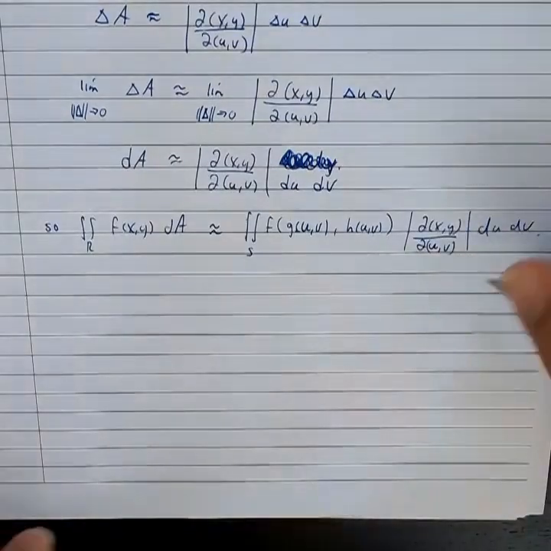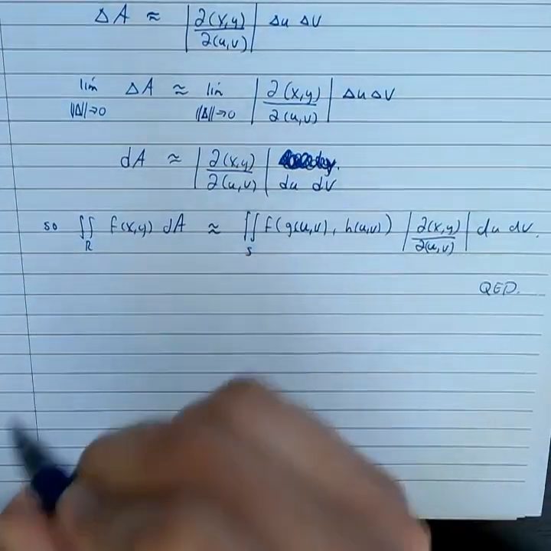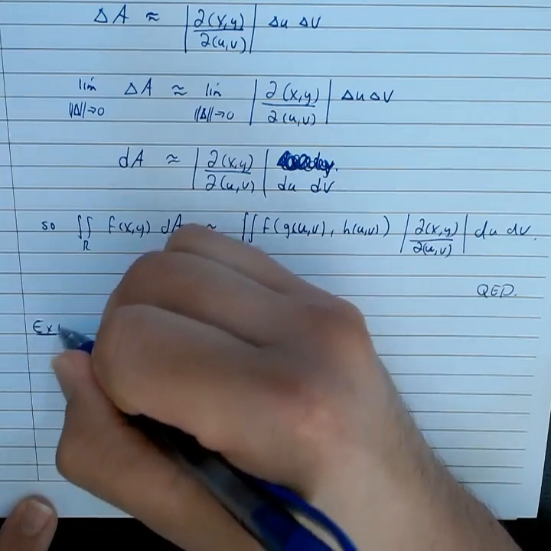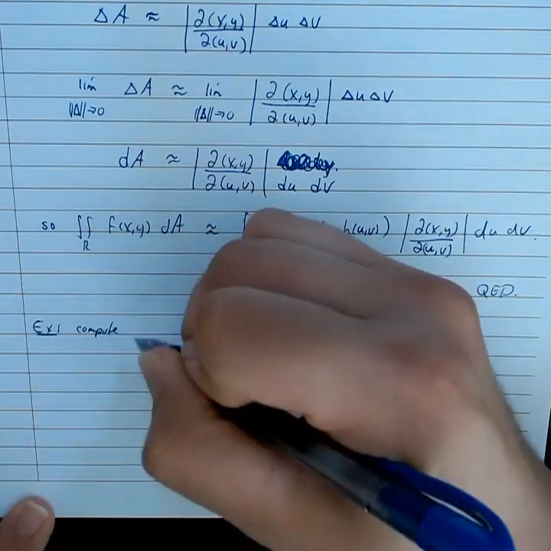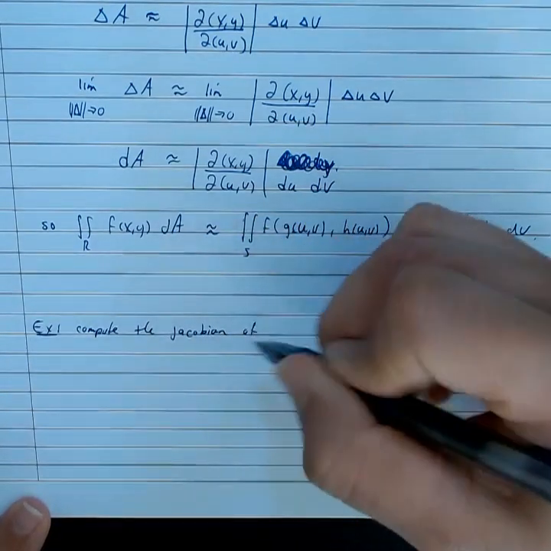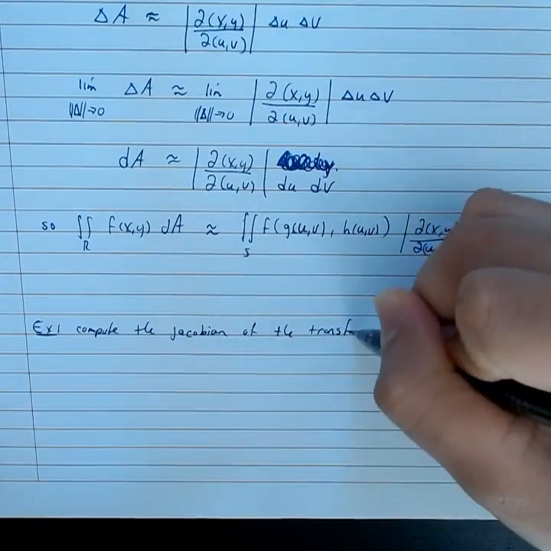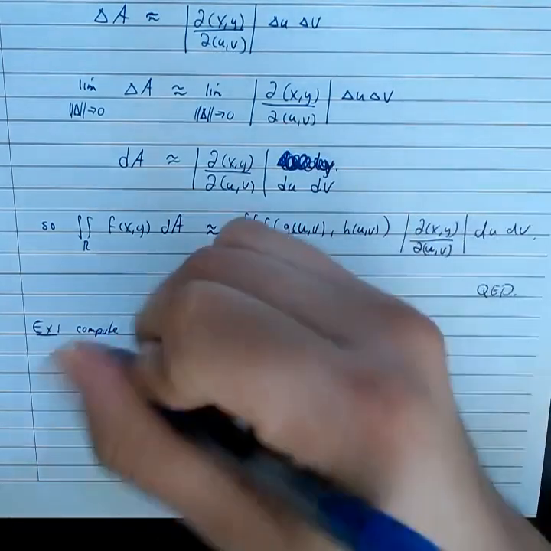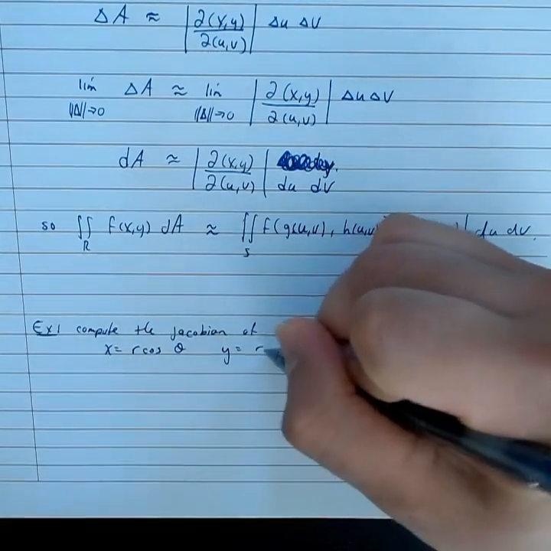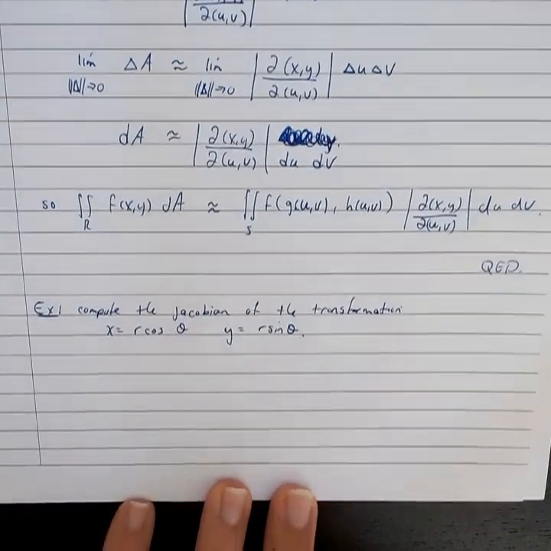All right, now, as an example of this, let's start off with a really, really short one that's familiar. Let's talk about the following. Let's compute the Jacobian of the transformation where x is given by r cosine of theta and y is equal to r sine of theta. Polar coordinates. Okay, well, let's see here.